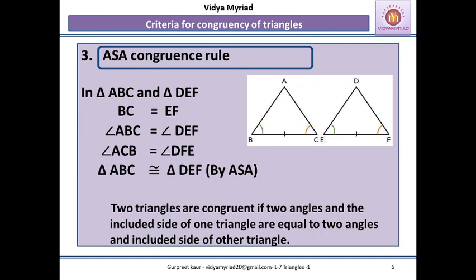So two triangles are congruent if 2 angles and the included side of one triangle are equal to the 2 angles and included side of the other triangle. Both are the same.